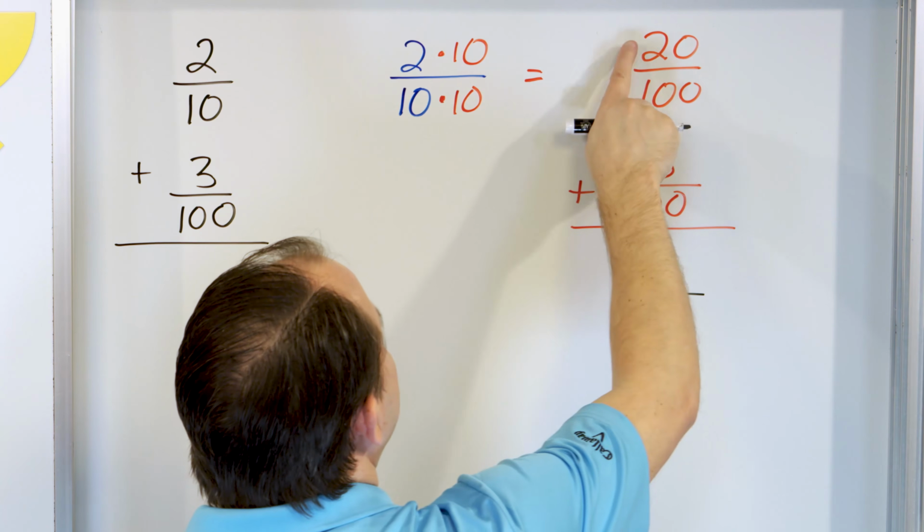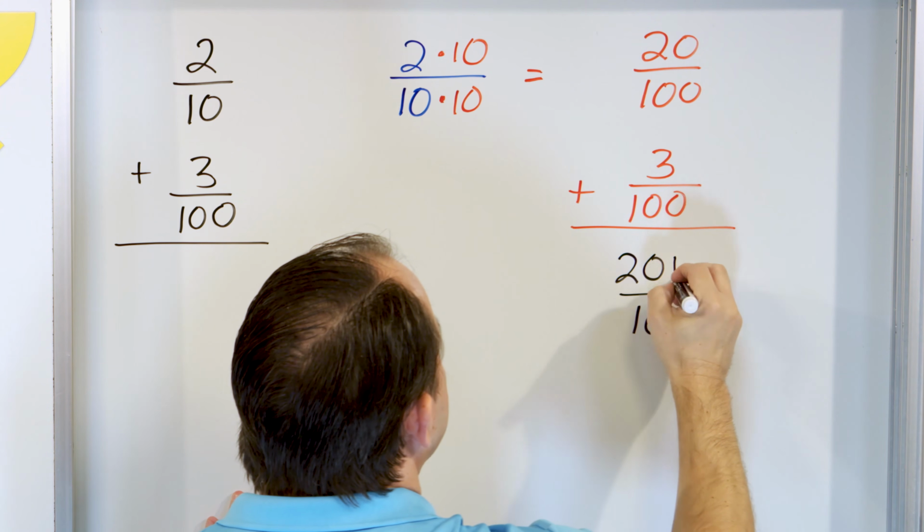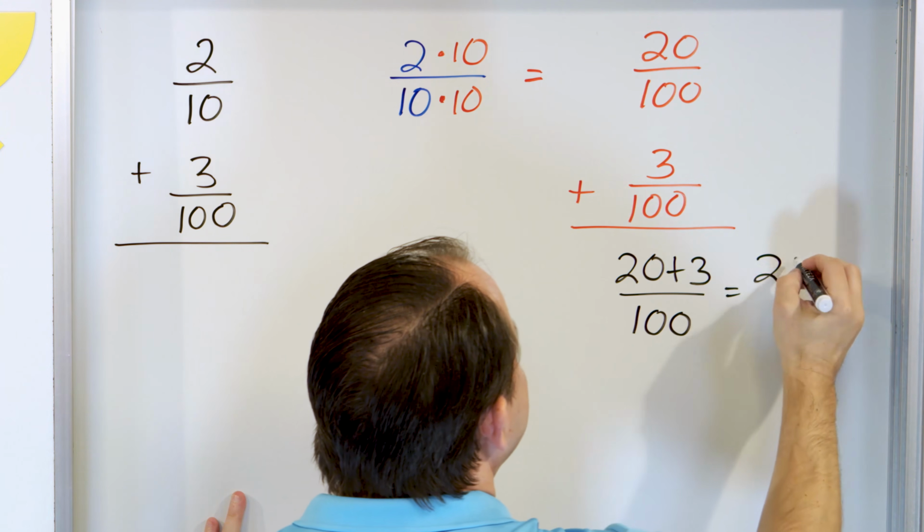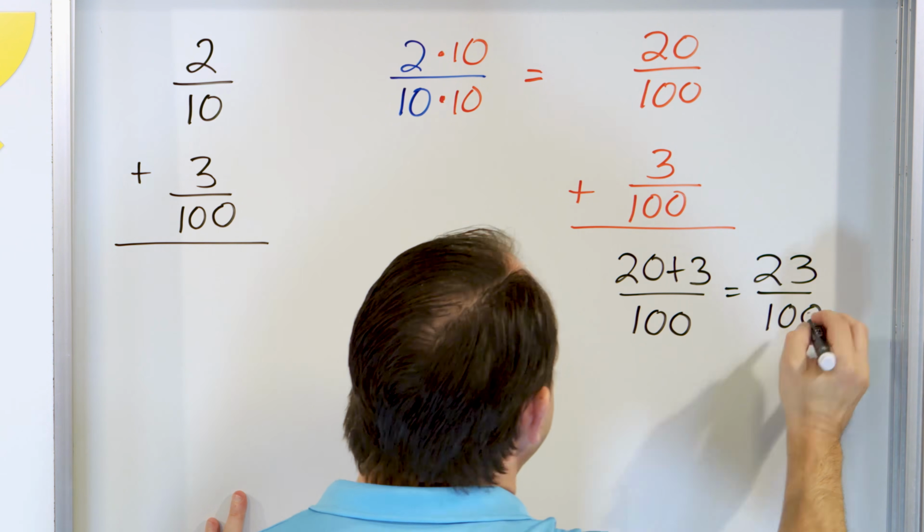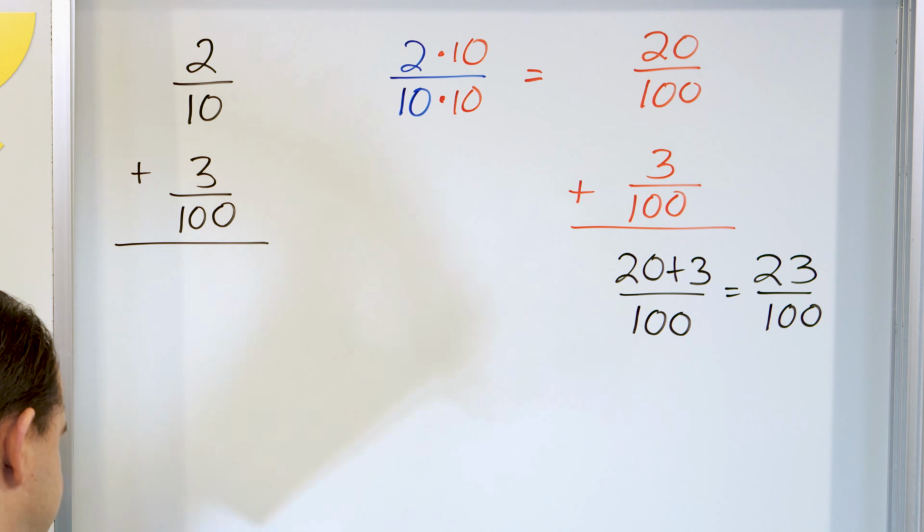What do we do for the numerator? 20 plus 3. What do we get? 23 out of 100. 23/100ths is another way to say that.